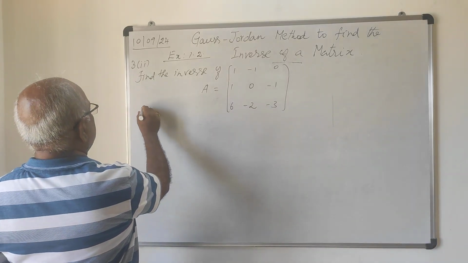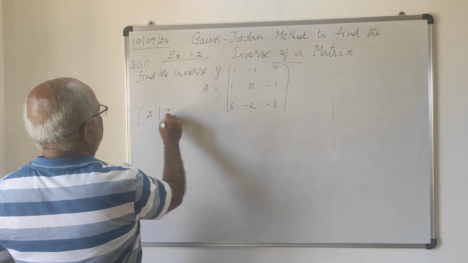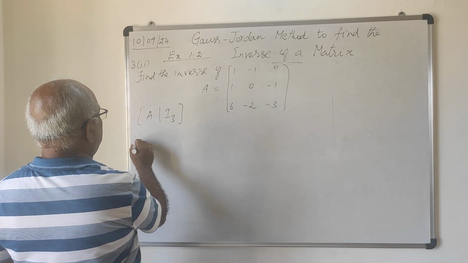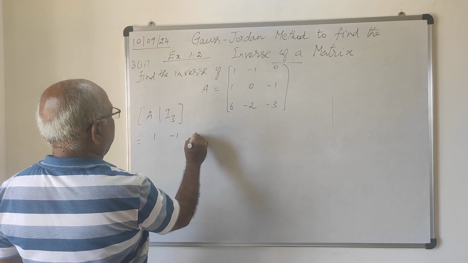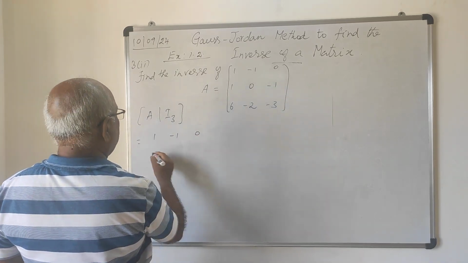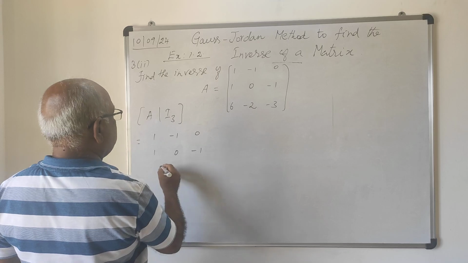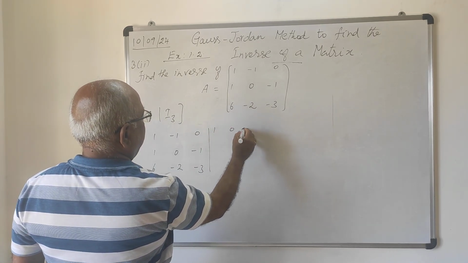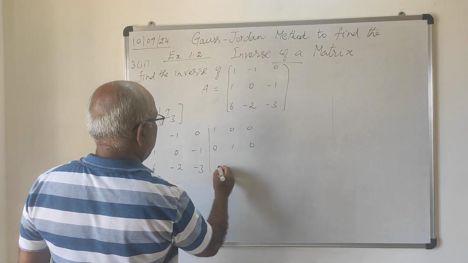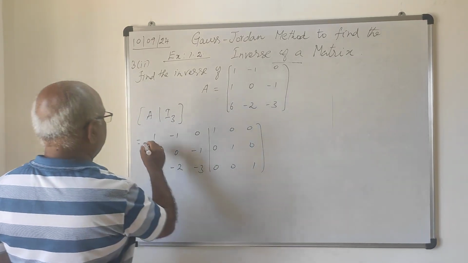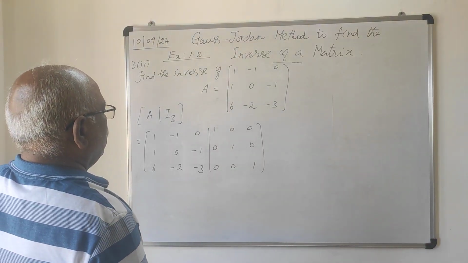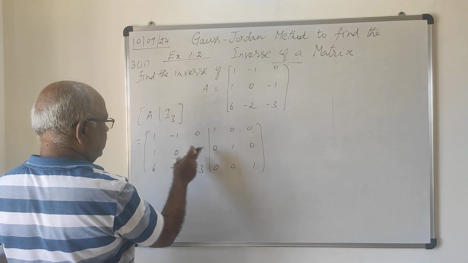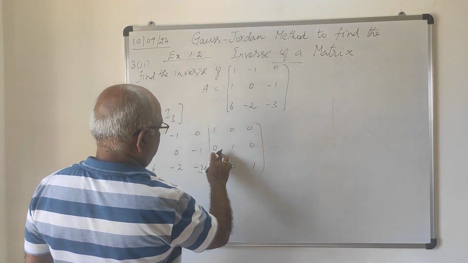So Gauss-Jordan method is A bar I3, because it is an identity matrix of order 3. What is A? 1 minus 1 0, 1 0 minus 1, 6 minus 2 minus 3. Identity matrix is 3 by 3, 1 0 0, 0 1 0, 0 0 1. Now we convert this matrix into identity matrix. For that we are making these elements zeros: second row first element, third row first element.